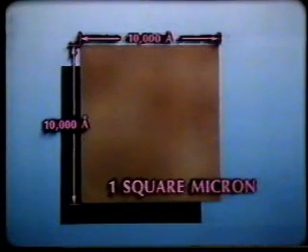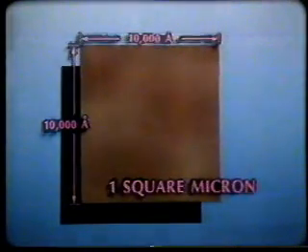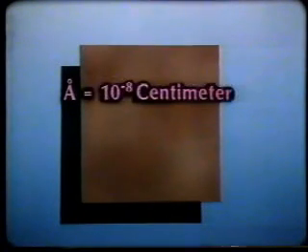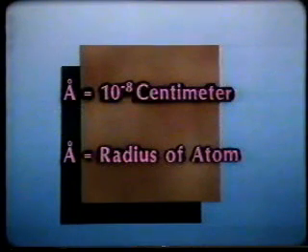Of course, these bits are infinitely small, as they must be, in order to do their job. So small, in fact, that they're measured in angstroms. A typical bit is 10,000 angstroms, or 1 micron square. That may sound like a lot until you consider that a single angstrom is just 100 millionth of a centimeter, the smallest unit of measurement there is, about equal to the radius of an atom. So these bits are extremely small, but as small as they are, they still take up space.